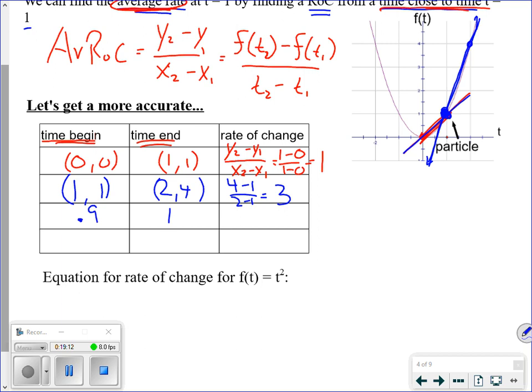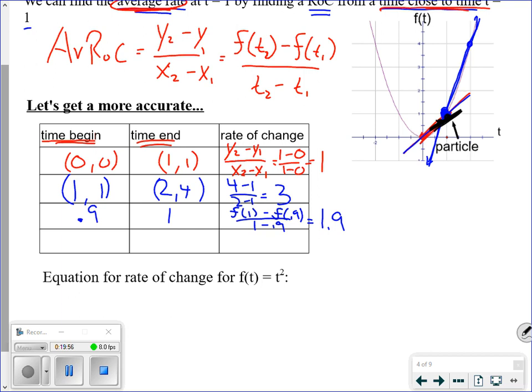You can do this in your calculator too, but pretty much it's f of 1 minus f of 0.9 over 1 minus 0.9. If you did that in your calculator, it's 1 squared minus 0.9 squared over 1 minus 0.9. I got 1.9. So what I did is I just found the slope from this point right here to this point here, a really small interval. And you can see that 1.9 is in between 1 and 3. We're getting closer and closer to that instantaneous rate of change at time equals 1.